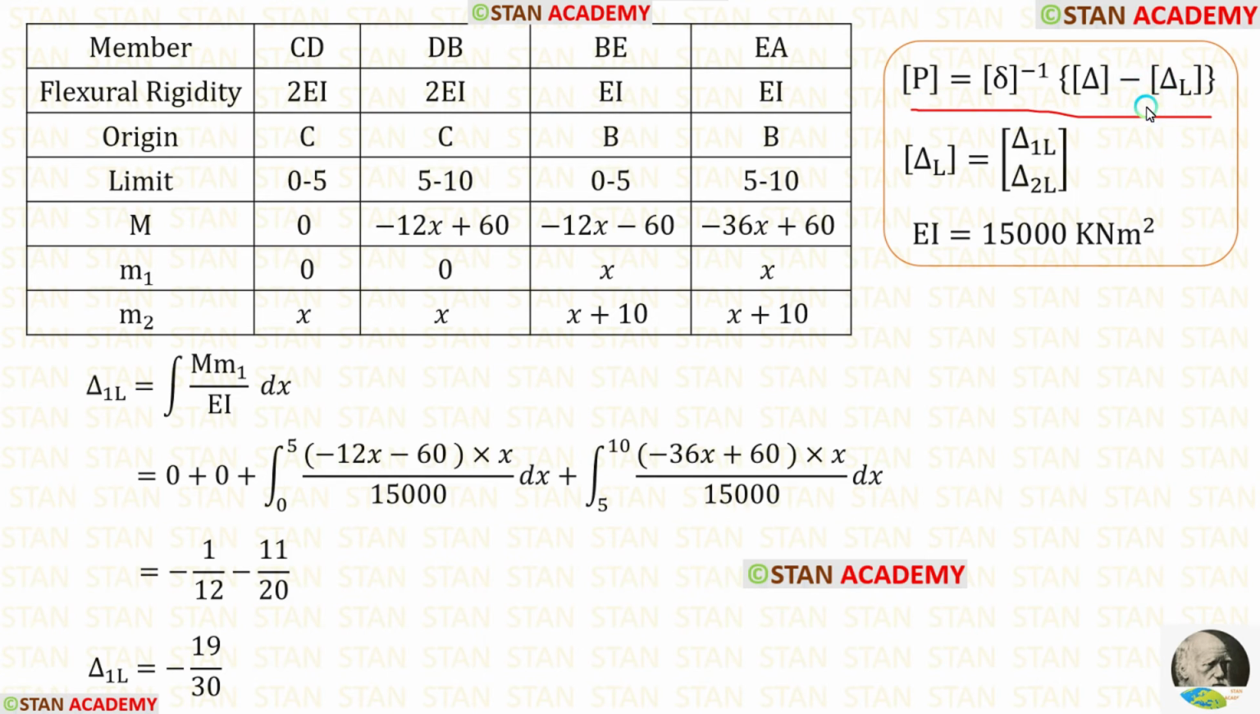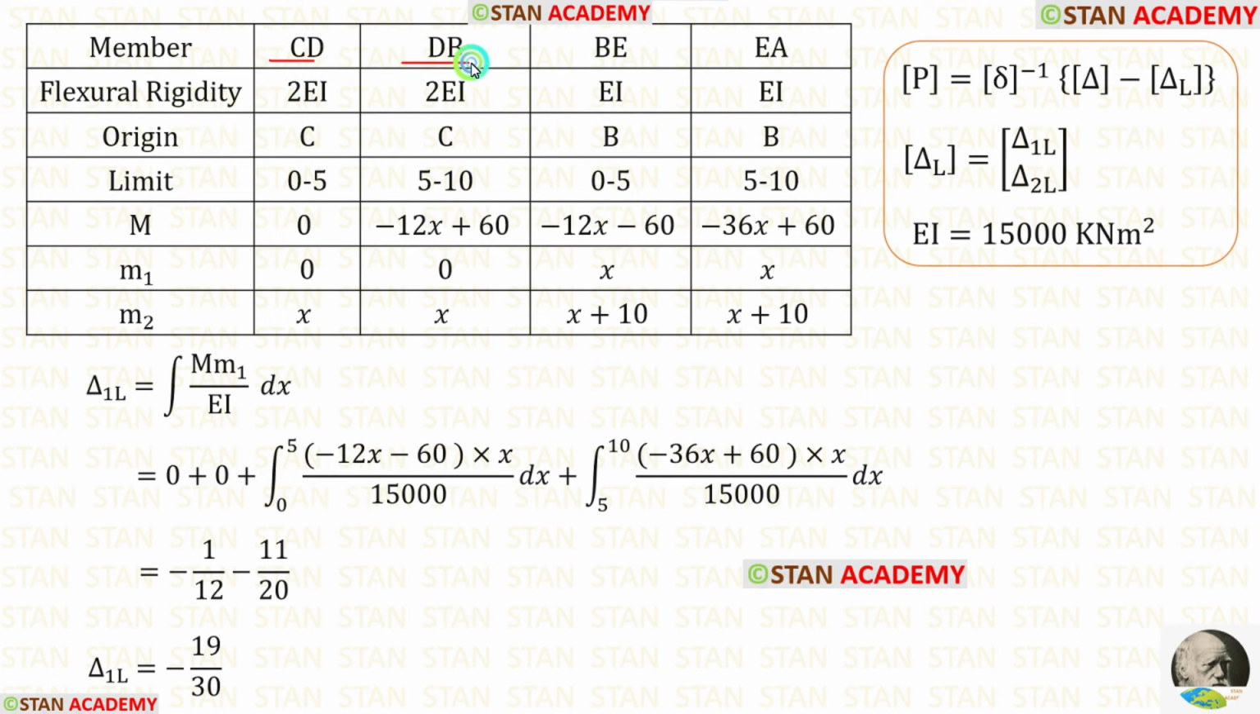Now let us find the delta L matrix. In the delta L matrix, first let us find delta 1L. The formula to find delta 1L is the integration of M M1 upon EI dx. For CD, the values of M and M1 are 0. So 0 into 0, we will get 0. For DB, the value of M1 is 0. So when we multiply 0 with this value, we will get 0.